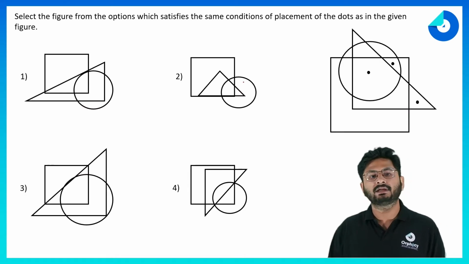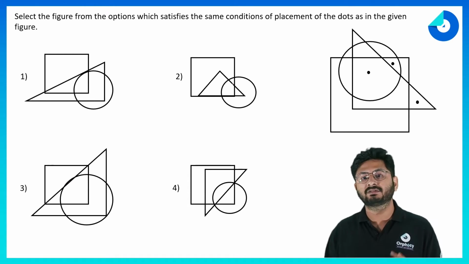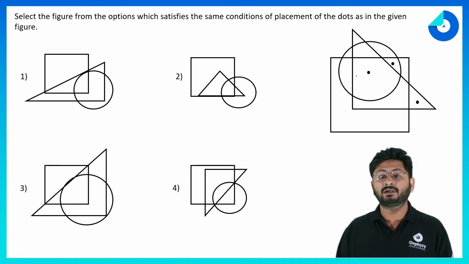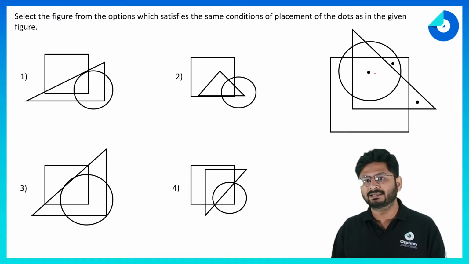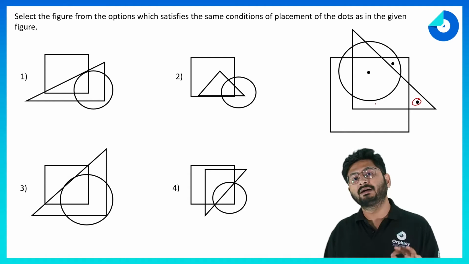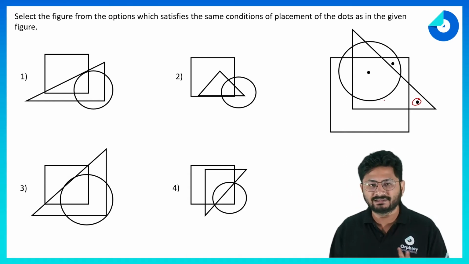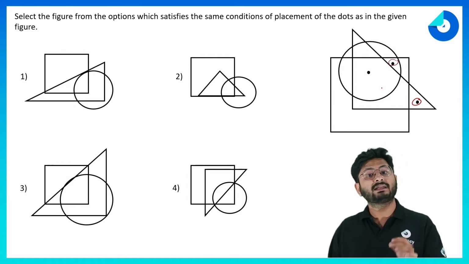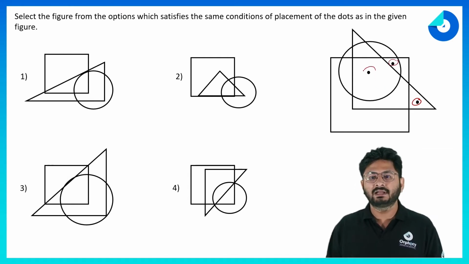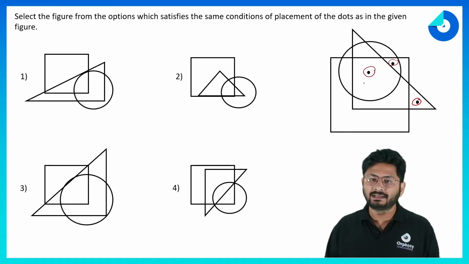Next question. Now select the figure from the options which satisfy the same conditions of placement of the dots as in the given figure. तो यहाँ पर अगर मैं dots को अच्छे से analyze करता हूँ, यहाँ पर can I say that only the dot will cover only the triangular part, उसका किसी और के साथ intersection नहीं है. This dot will be having the circle and the square. This dot has all the three figures, circle, square and the triangle.